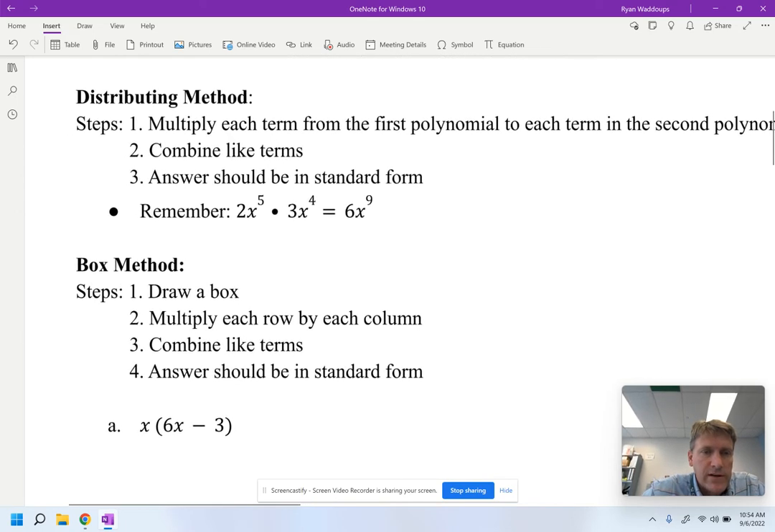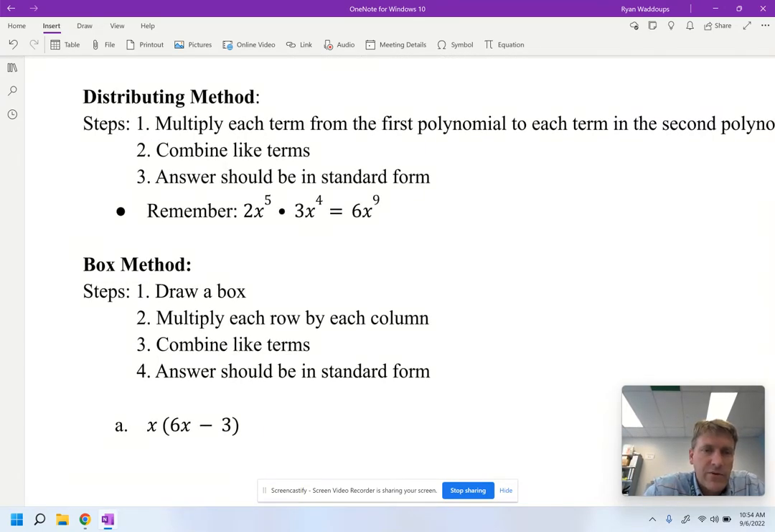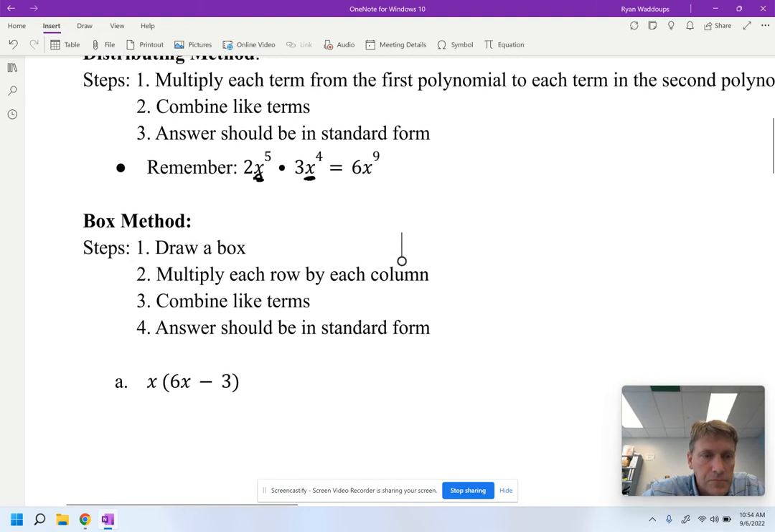So if you remember, you've got 2x to the fifth times 3x to the fourth. The 2 times the 3 is the 6. And x to the fifth times x to the fourth. When you multiply like bases, you add the exponents, so that's 5 plus 4, 9. 6x to the ninth would be your result of multiplying those two terms.